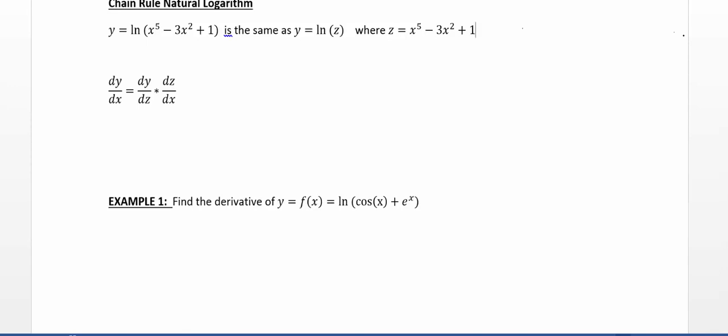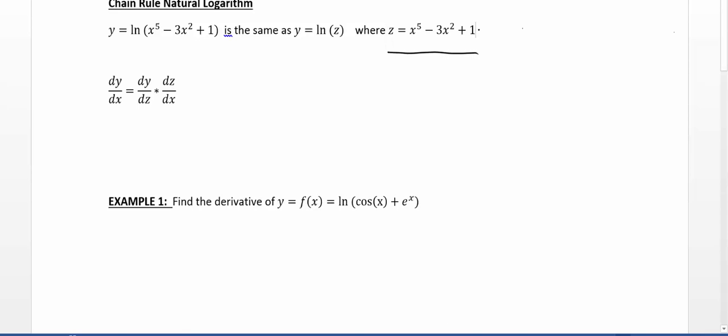Remember, if the natural log of x was the outside function, then the inside function is whatever is inside the argument of the natural log. So if we look at y equals the natural log of x to the fifth minus 3x squared plus 1, this is the same as if we had y equals the natural log of z, where z equals x to the fifth minus 3x squared plus 1. So we can see here that z was our inside function from our composite function.